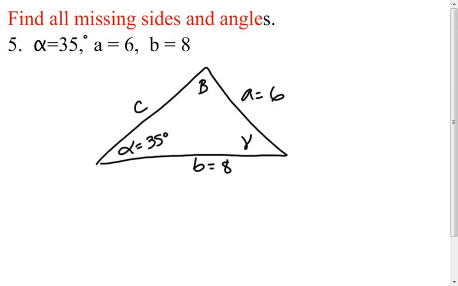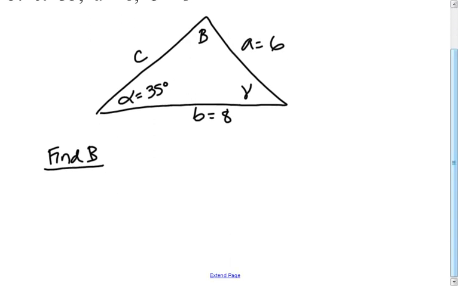The first thing I'm going to find is angle beta, because I know an angle's side opposite of it. I'm missing the angle opposite of side B. So the first thing that I'm going to find is beta. Okay, you don't always find angle beta first, by the way. You just have to look for which piece of information you know, and you have to go from there.